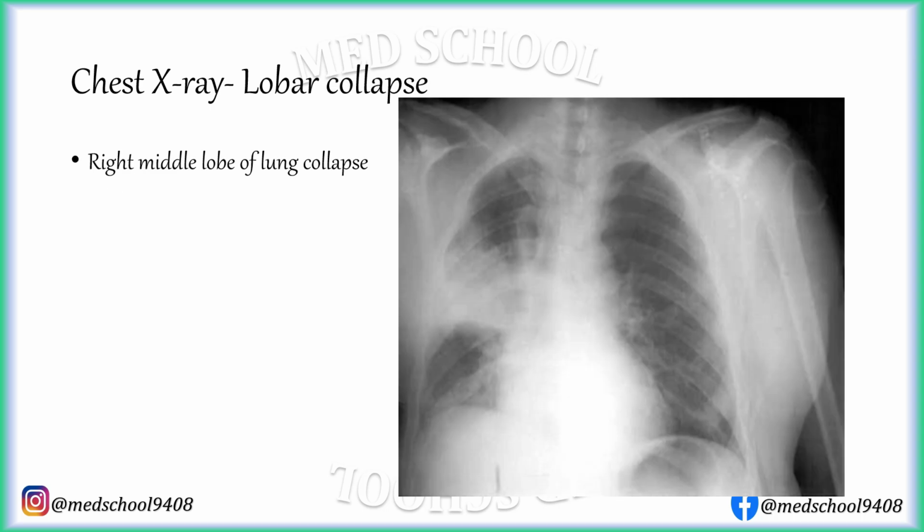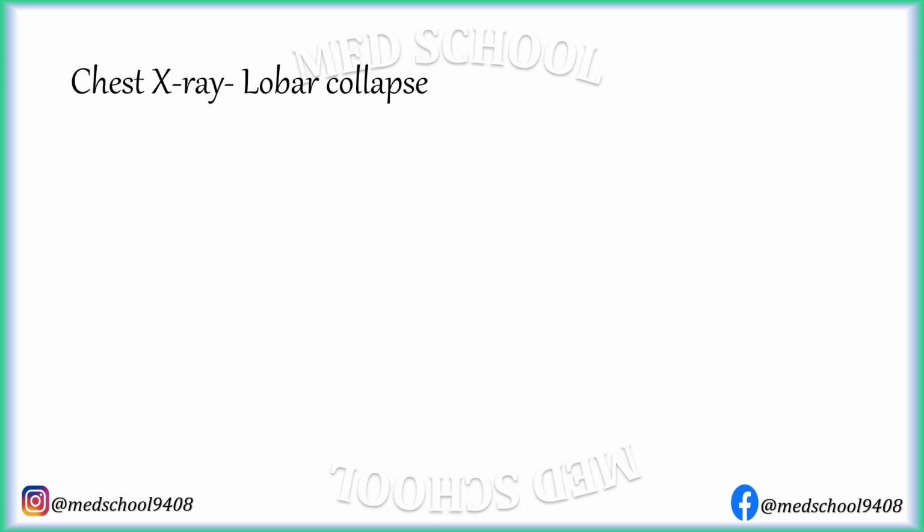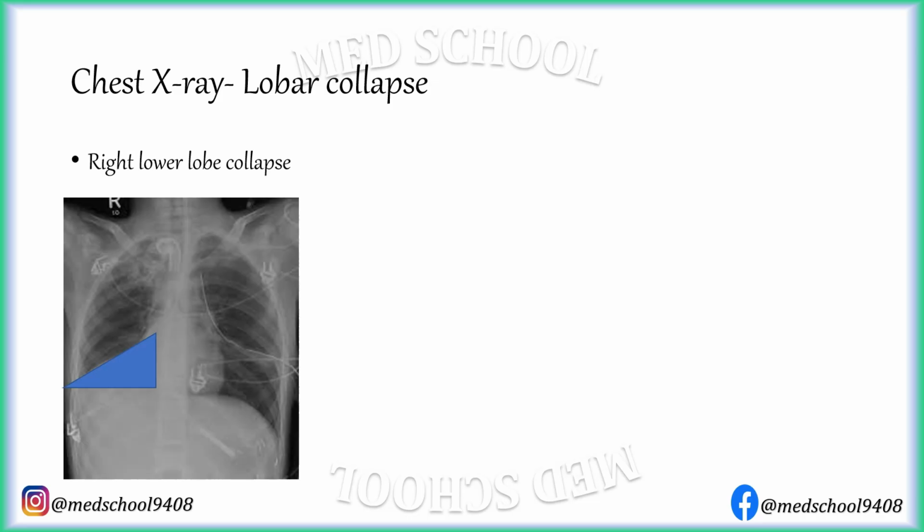In the right middle lobe collapse, the main X-ray feature is hilar displacement toward the collapsed lobe. In the right lower lobe collapse, there is a triangular opacification in the right lower zone. This opacity obscures the right hemidiaphragm. The right hilum is also pulled inferiorly towards the collapsed lobe.